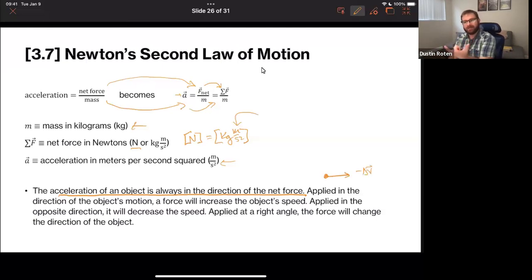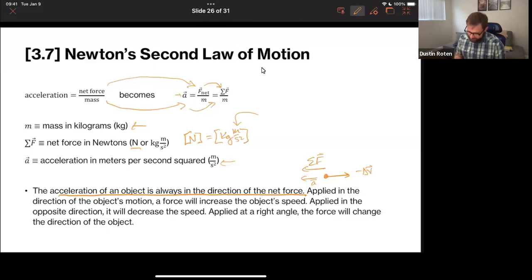Okay, so remember, delta means a change. That change is negative, so we're slowing down. Well, that means the net force has got to be pointing the opposite direction that we're traveling. That also means our acceleration's got to be pointing in the opposite direction. So applied in the same direction, we increase our speed. Applied in the opposite direction, we decrease our speed.